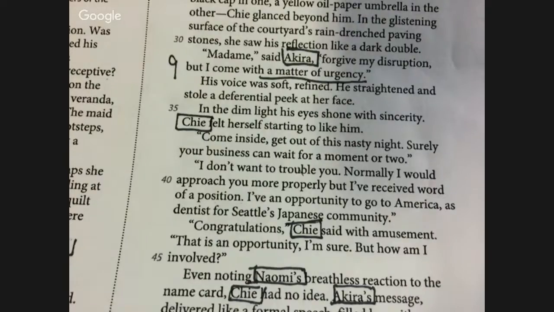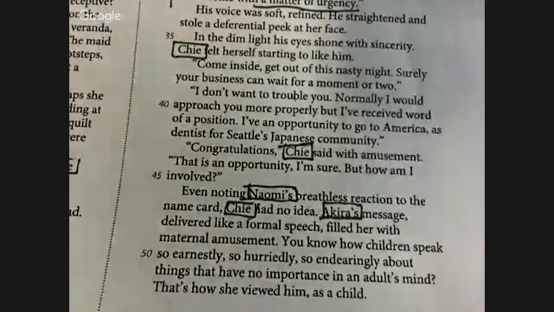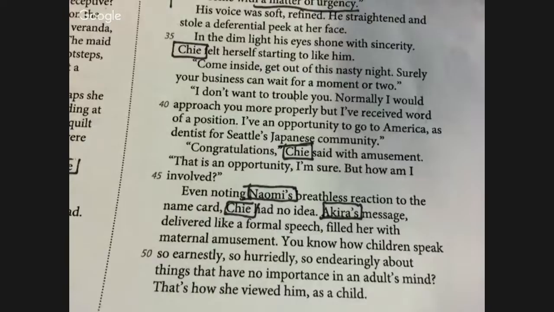Answer choice B is lines 49 through 51. "You know how children speak so earnestly, so hurriedly, so endearingly about things that have no importance in an adult's mind? That's how she viewed him as a child." All right. So, does this show anything that Akira fears as a reaction from Chie? No. Now let's look at the next part, lines 63 through 64.